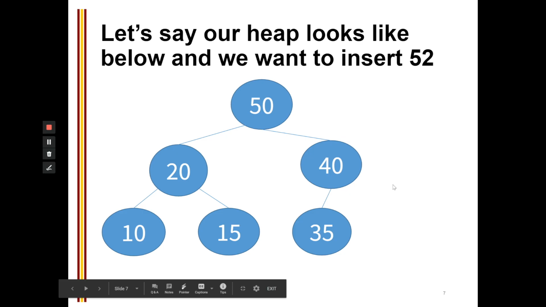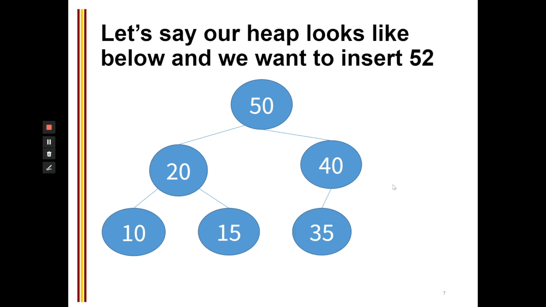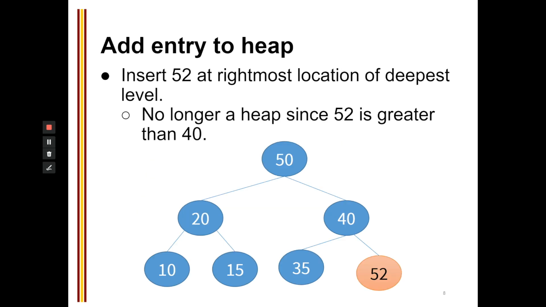So let's say we had a heap like this, and now we're talking about how to add things to our heap, and we want to insert a 52. By the way, at least this part of an insertion is going to be a log n operation, because the way it works is you insert the 52 at the rightmost location of the deepest level. So what is the rightmost location of the deepest level? It's going to be a right child of 40.